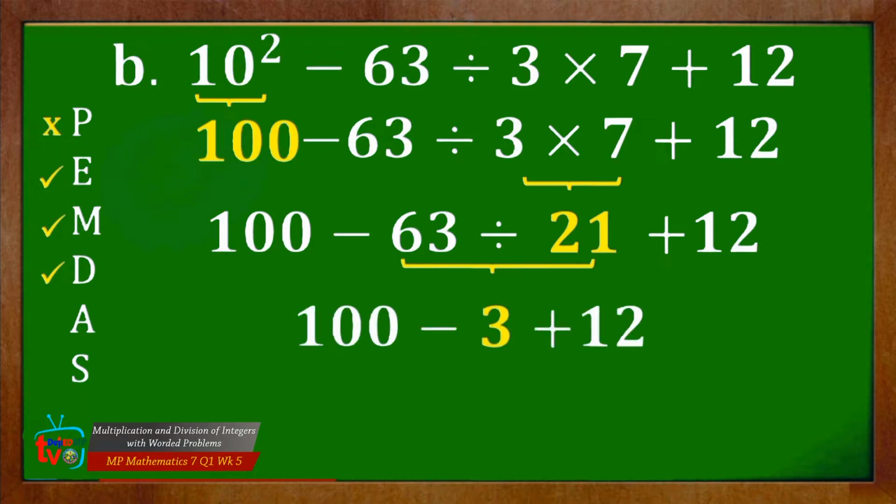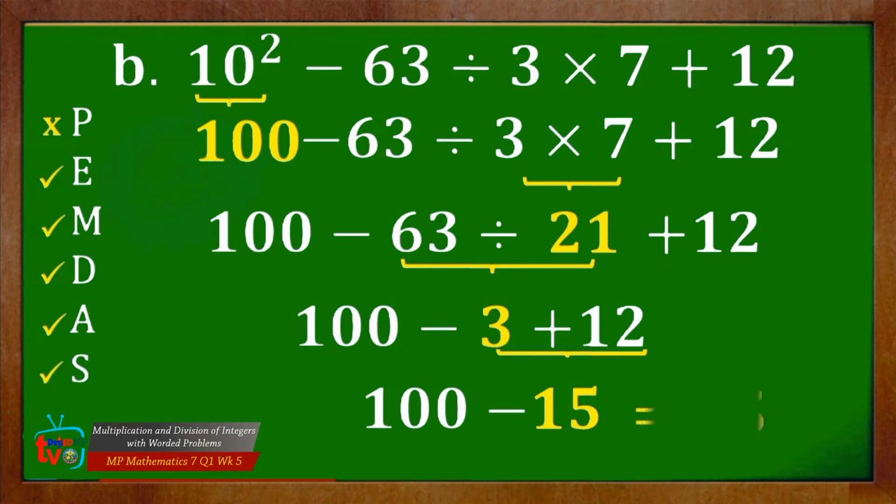Copy again plus 12. Then proceed to addition. So 3 plus 12 equals 15. And then copy minus 100. 100 minus 15 is equal to 85.